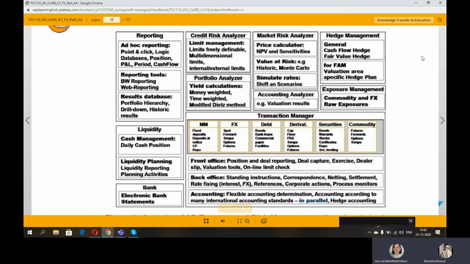When it comes to the hedge prospect, here the general cash flow hedge, fair value hedge. For FAM, valuation area specific hedge plan. For exposure management, commodity and forex raw exposures. All these things will be taken based on the treasury transaction manager. So under money market, we have fixed deposit, deposit at notice, CP and repo.